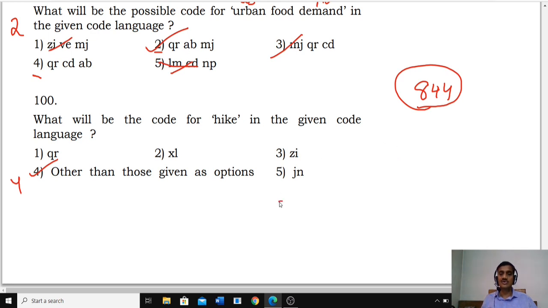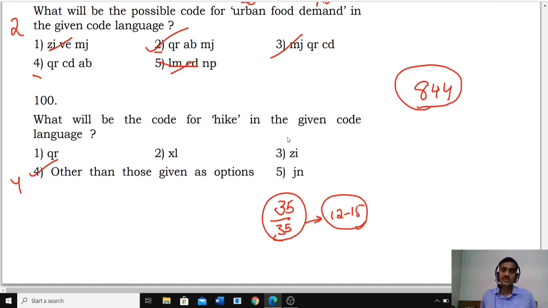You have to score 35 out of 35 in this paper, and the time should not be more than 15 minutes. It must be around 12 to 15 minutes. If you score 35 out of 35 in between 12 to 15 minutes, then you are on par with the standards of the examination. If you took more time, you are not on par with the examination pattern. Done with this? Hope everyone followed this one.